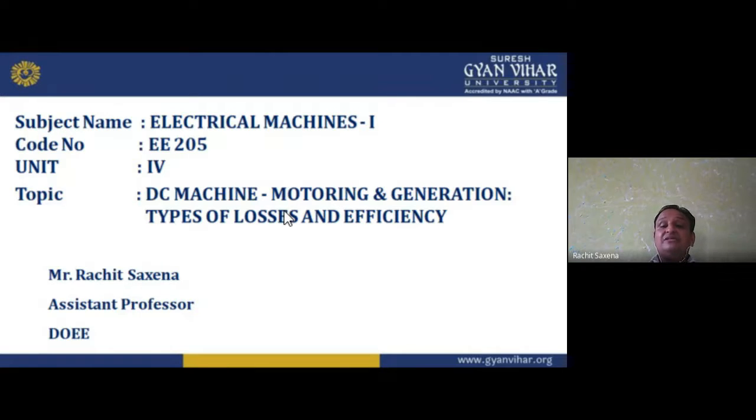Then we have the types of machines: separately excited and self excited. Separately excited means we have an external source, that is a battery. The self excited machine works on residual magnetism, which means remaining magnetism. There are three types. In shunt, we connect the field winding in parallel to the armature winding. In series, we connect the series field winding to the armature. We can connect both, which is compound. Compound has two types, long shunt and short shunt, and cumulative and differential. So these are the types.